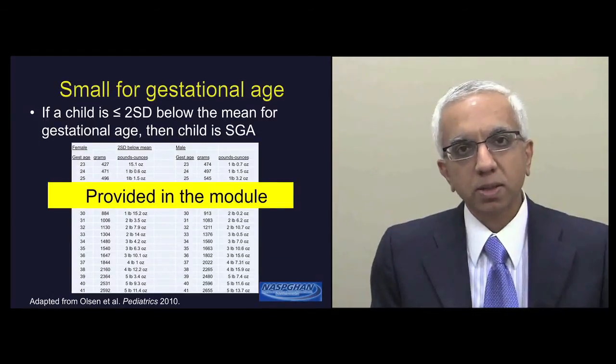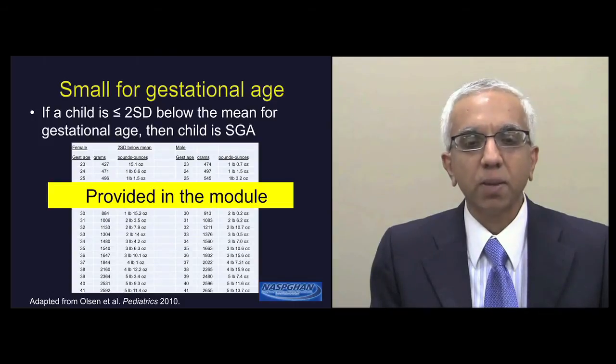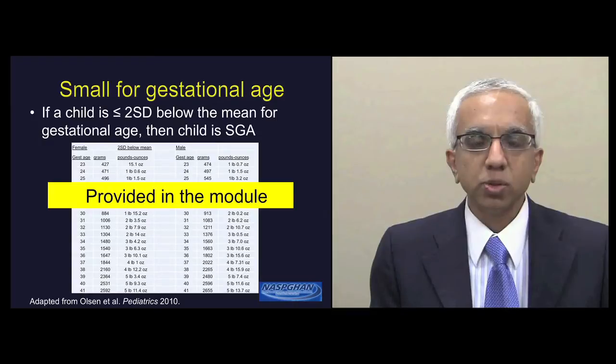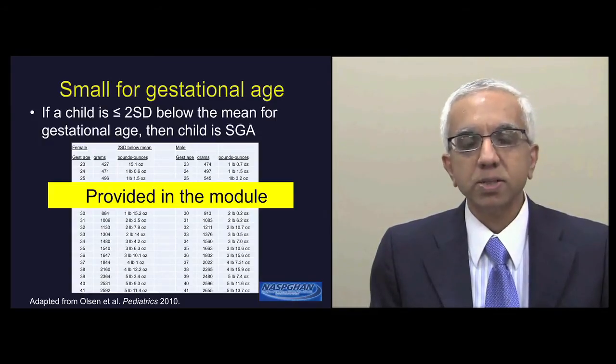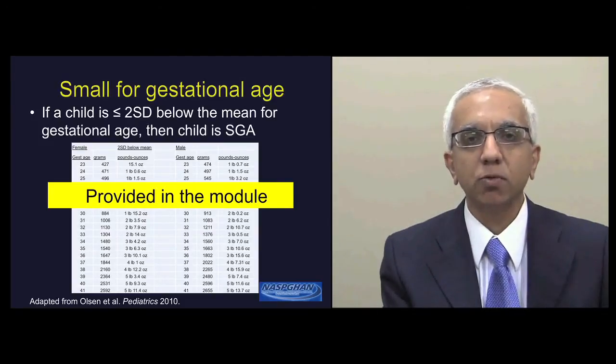This is a chart that you can use to figure out if a particular child is small for gestational age. This gives you the 2 standard deviations below the mean for each of these gestational ages, and is from the Olsen growth charts, which were described a few years ago.